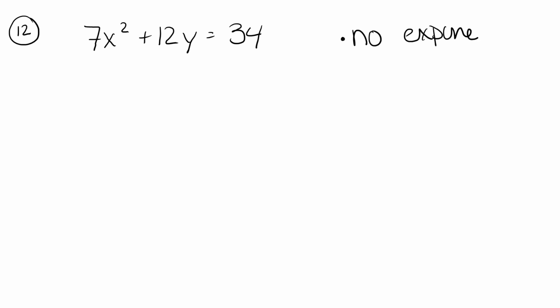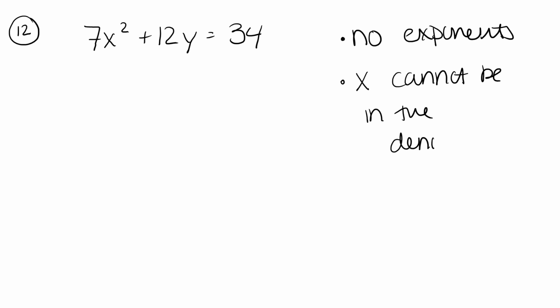For number 12, we're given the equation 7x squared plus 12y equals 34 and asked if it's linear or nonlinear. Remember, to have a linear equation, we can have no exponents. And if there's a fraction, x cannot be in the denominator. Because this problem does have an exponent, 7x squared, we are representing this as a non-linear equation.